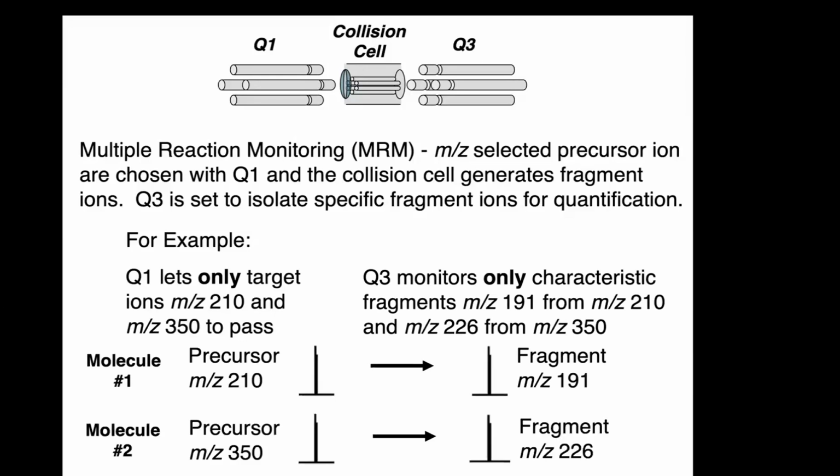So in these examples, only compounds that have a precursor M over Z of 210 or 350 and a corresponding fragment ion of 191 or 226 make it all the way from the source to the detector. How is this helpful?